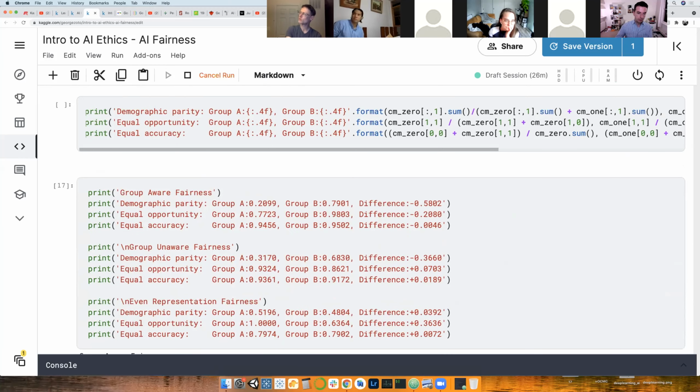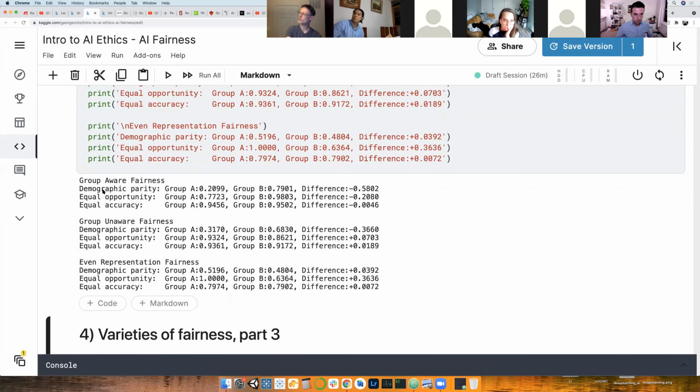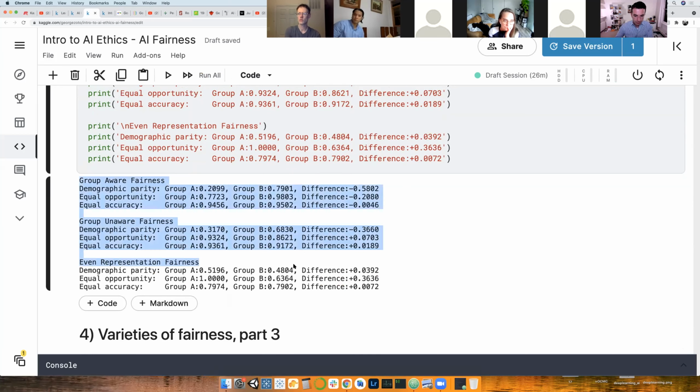So this is me plotting all three now together. So this was the group aware fairness metrics, group unaware, and now this even representation fairness. So we were favoring group B, now we're favoring group A slightly again, 51 versus 48. We were favoring group B, more or less the same. Now we're actually favoring group A. And then equal accuracy, I think, yeah, somewhere in between 79 and 79, which is pretty good.